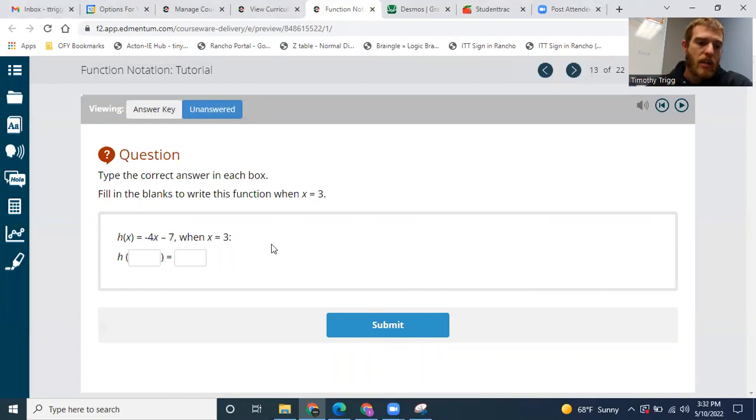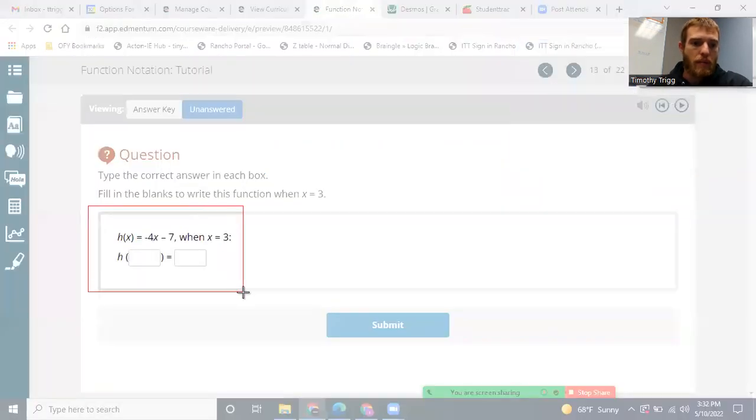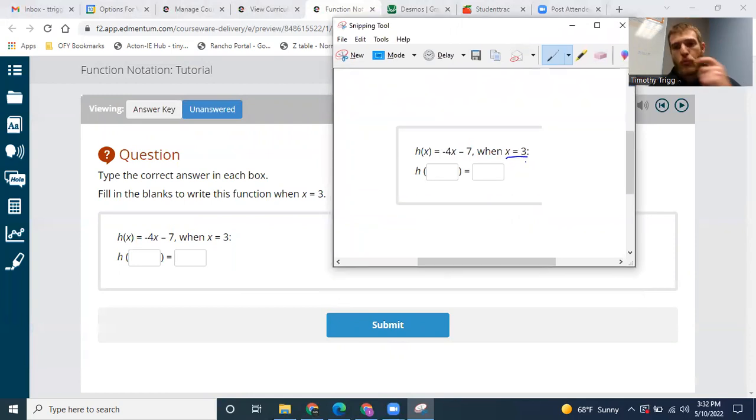This one says h of x equals -4x minus 7 when x equals 3. So here it's telling you the input. We're going to input 3 for x. So we're going to replace x with 3. So in this function, h of x, we're going to replace x with 3. So what is this going to look like? H of 3 equals -4 times 3 minus 7. Notice I'm replacing the x here and the x here with 3.